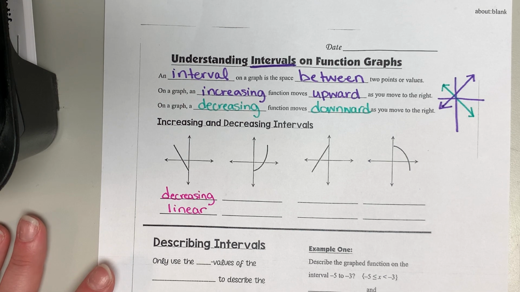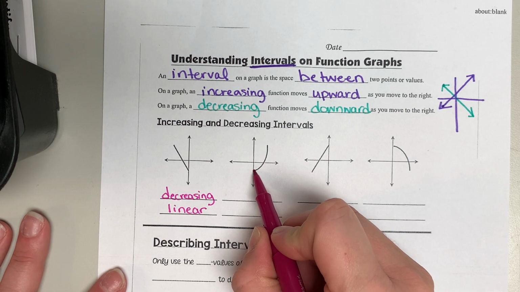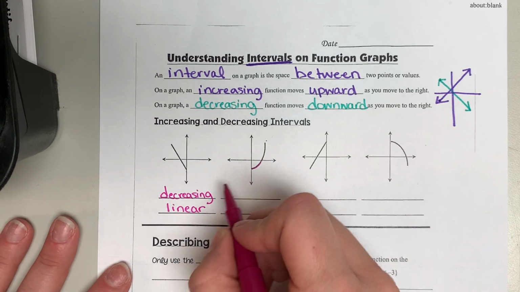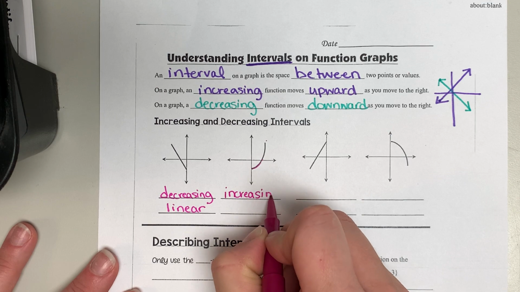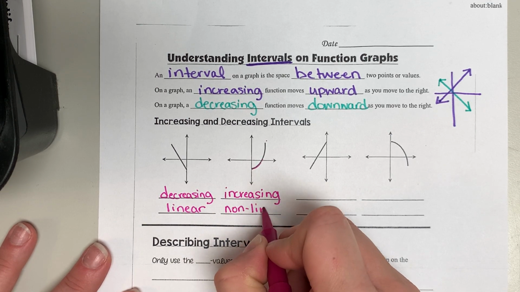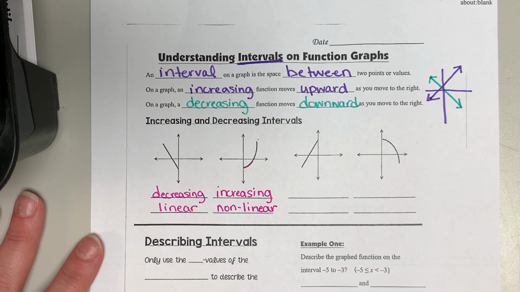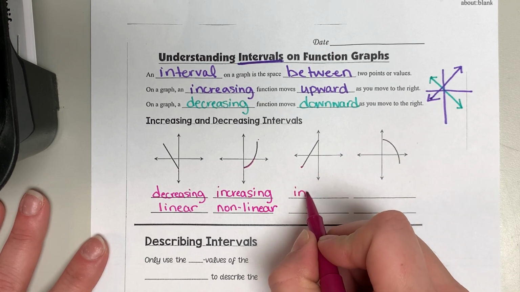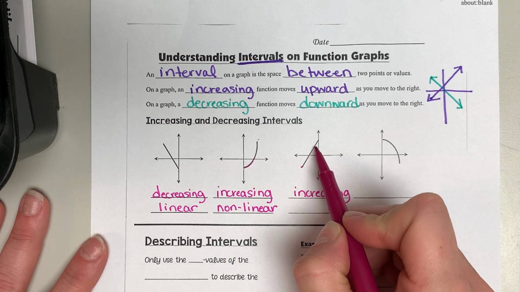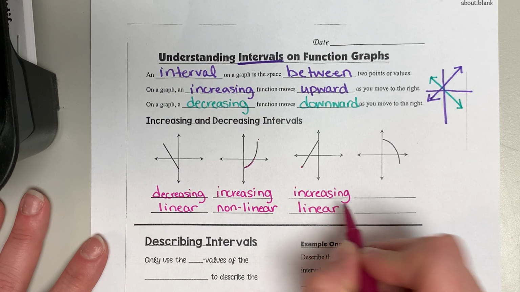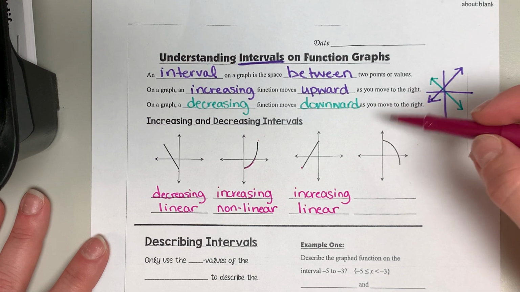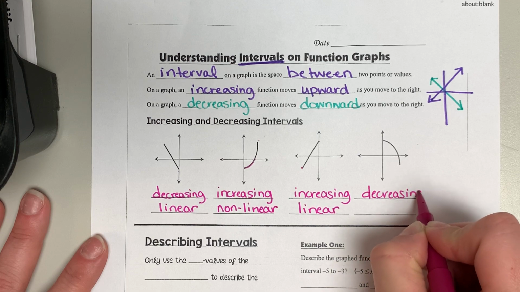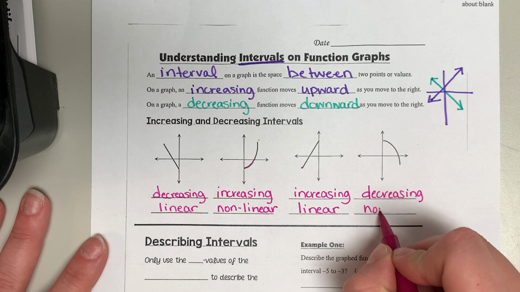Let's look at the second example. If I were to trace this line from left to right, it's increasing. Is it a perfect straight line? No. So it's increasing, non-linear. Okay? So let's look at the next one. From left to right, it's going upward, so it's increasing. Is it a perfect straight line? Yes, so it is linear. And let's look at the last one. From left to right, it's going downward, so it is decreasing. And that is not perfectly straight, so it is non-linear.